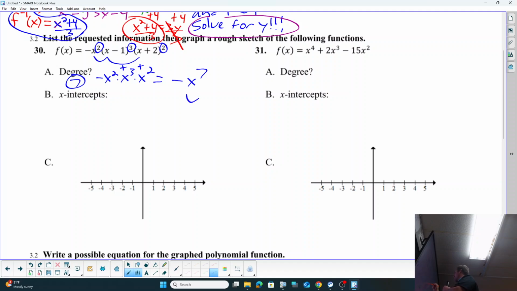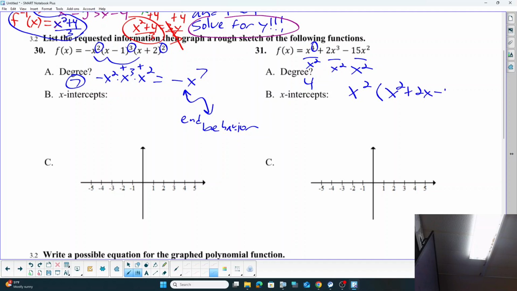The end behavior is like that, going up and then down. So that's the end behavior. And then you need your x-intercepts. And so the degree here, of course, the highest power, is 4. You need your x-intercepts. This one you're going to have to pull out an x squared. You're going to have to factor this. Pull out an x squared, leaving x squared plus 2x minus 15. And you're going to have to factor that more to get your x-intercepts.